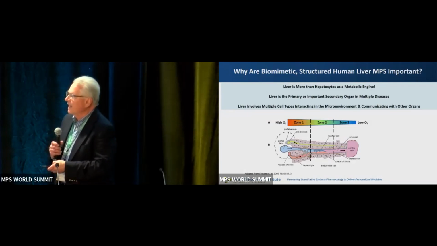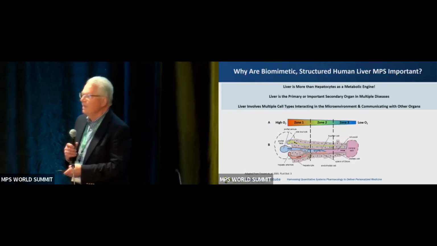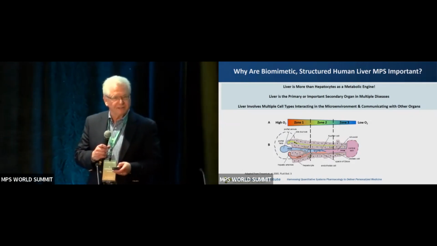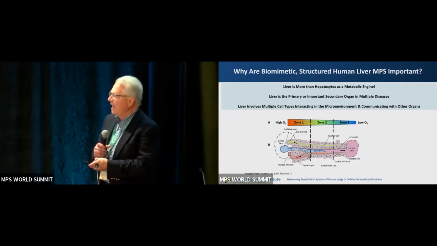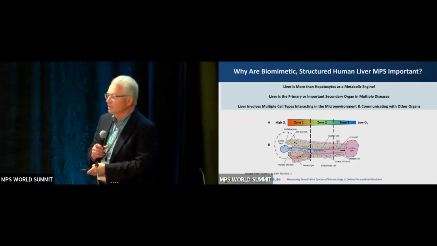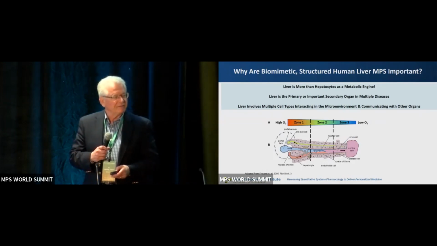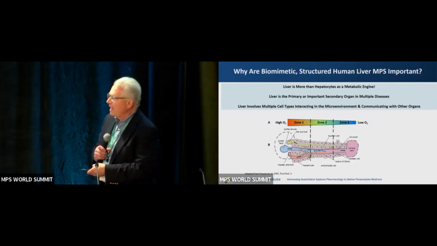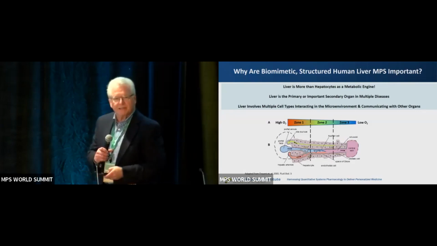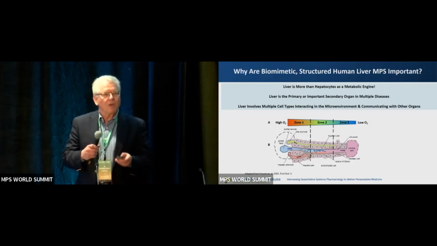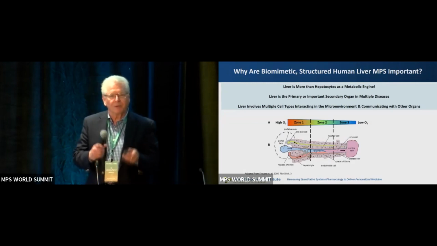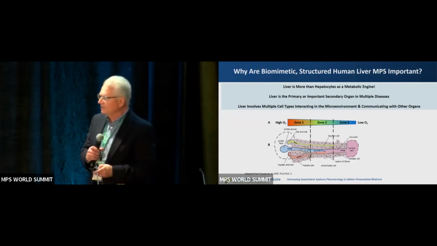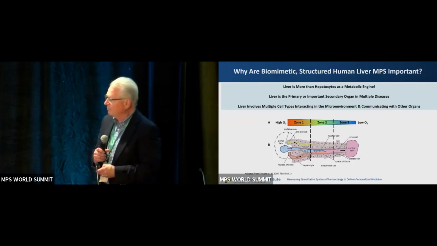So we've set out over the last number of years to recapitulate the liver acinus as the functional unit. And it's characterized by having a vascular component, the acinus, which is lined with specific liver sinusoidal endothelial cells and contains resident macrophages, the Kupffer cells. And then the hepatic chamber contains the hepatocytes and stellate cells, as well as cholangiocytes and a few others. But we have focused on the first four cell types in the building of the initial model.